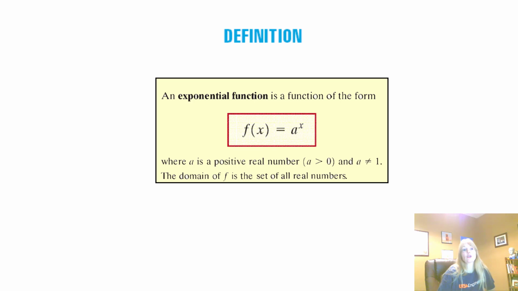If we have an exponential function now, notice the difference. This isn't like x squared. My variable is in the exponent. So in other words, a is just some positive real number greater than 0, doesn't equal 1 because that'd be silly. We said 1 to anything is 1. And so I'd have something like 3 to the x.